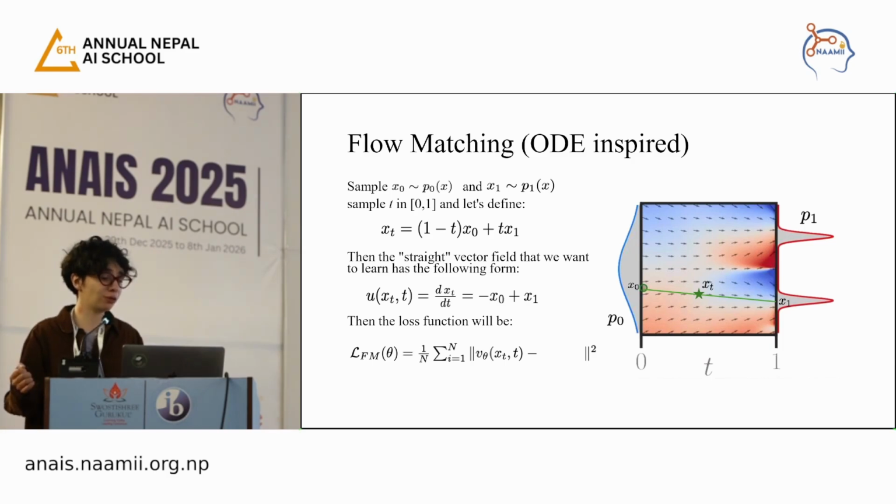And now for the loss function, we are trying to approximate this function, right? We have our model that wants to approximate this vector field, so it's just a neural network that tries to approximate -x0 plus x1.